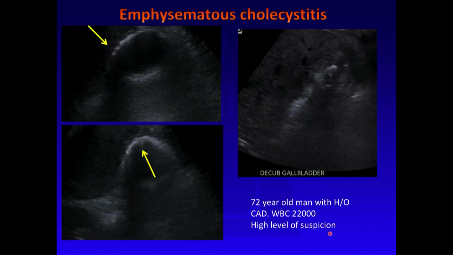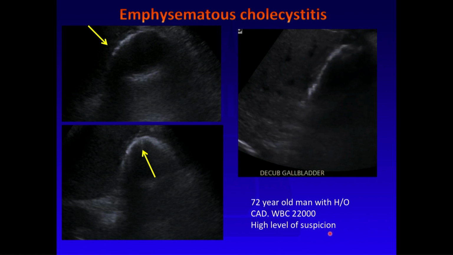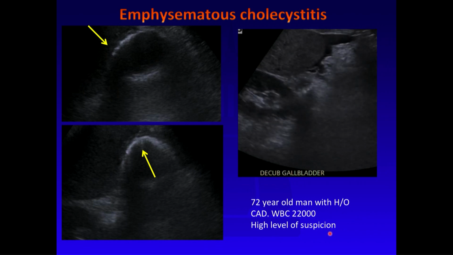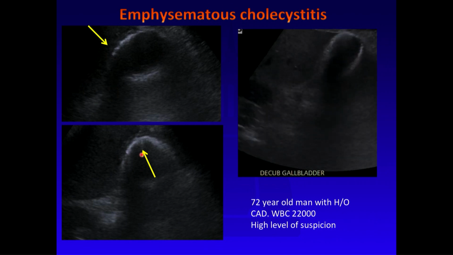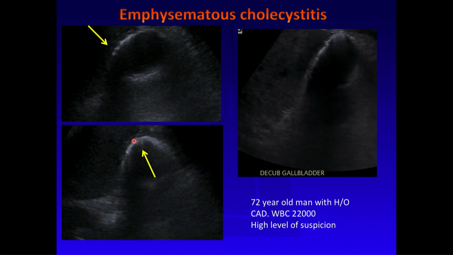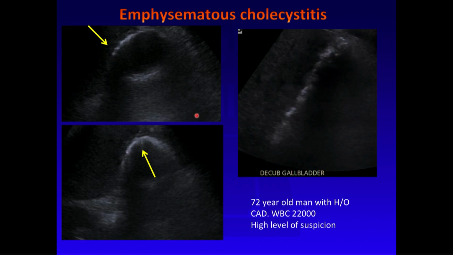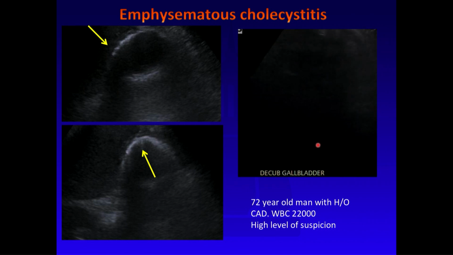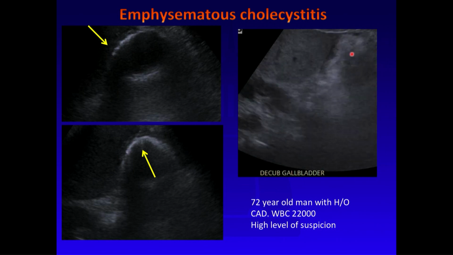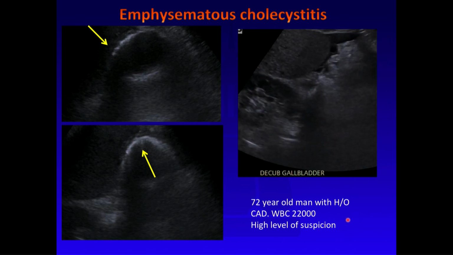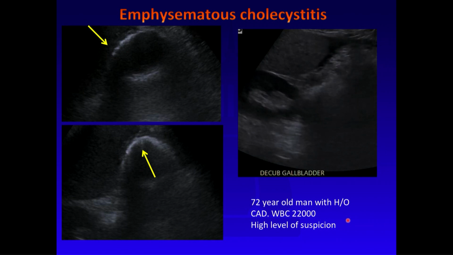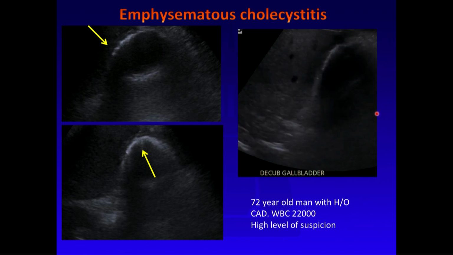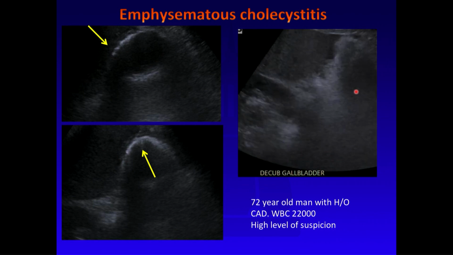Now, emphysematous cholecystitis. By definition, to make the diagnosis, it's also basically secondary to ischemia, but you need to have air in the gallbladder wall. And the way I differentiate this from, let's say, a porcelain gallbladder is that you see this dirty shadowing, and perhaps you see it a little bit better on the clip right here. So this was a diabetic patient, very high white count. And in these patients, you have to have a really high level of suspicion. So here's the dirty shadowing in a non-dependent fashion.